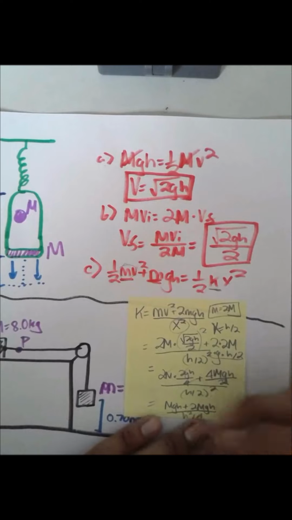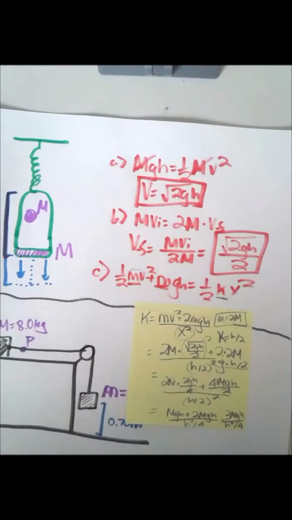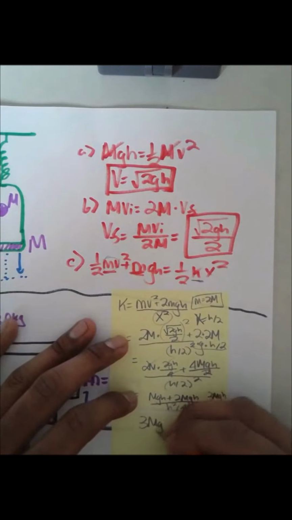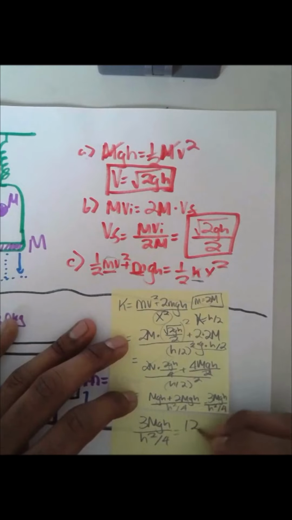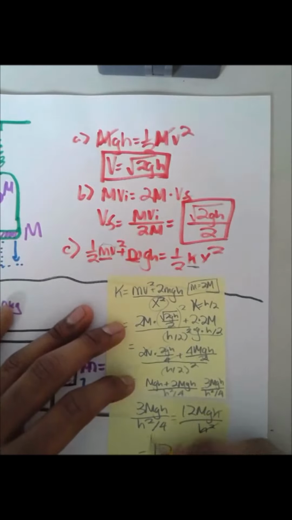So that's 3mgh. 3mgh. Oh my gosh, so much algebra. 3mgh h squared over 4 is then equal to 3mgh over h squared divided by 4, which is then equal to 12mgh over h squared, which then becomes 12mg over h. And that is your final answer.